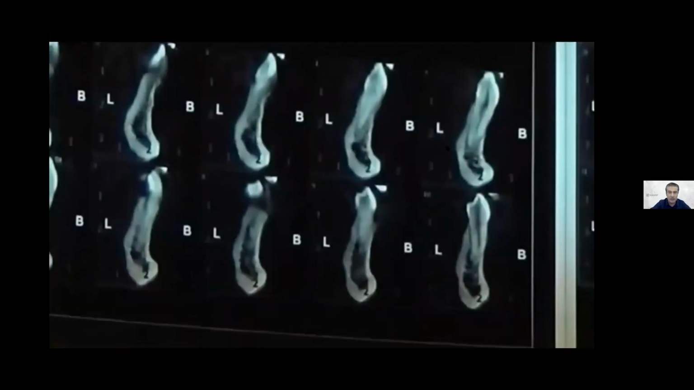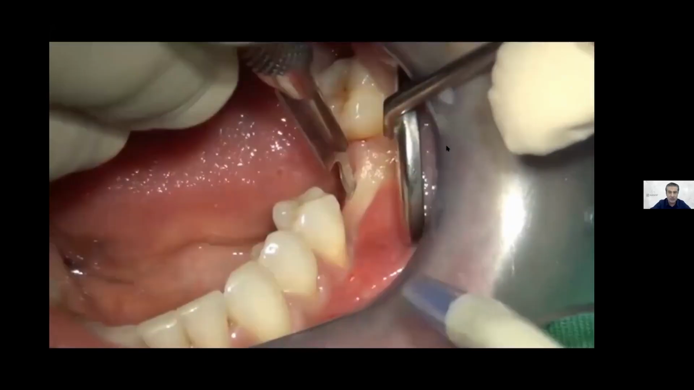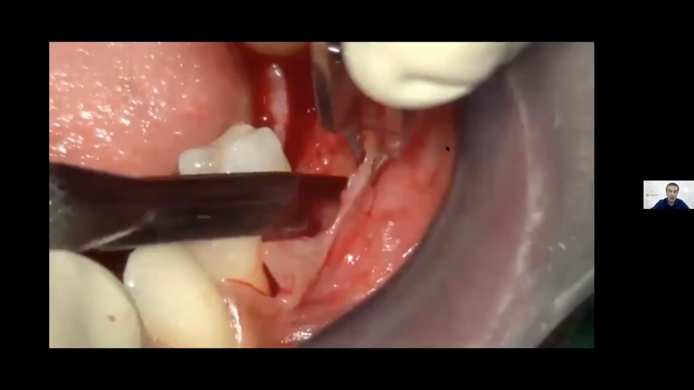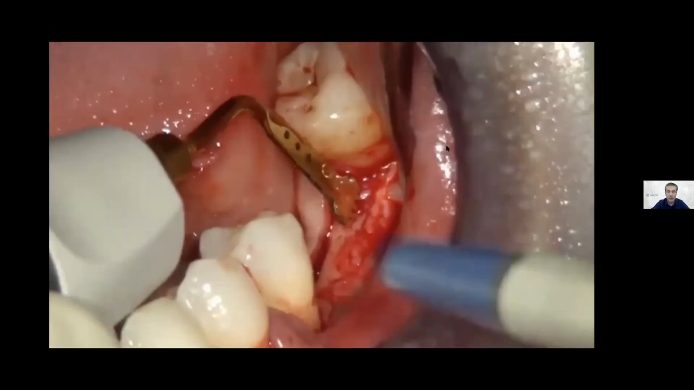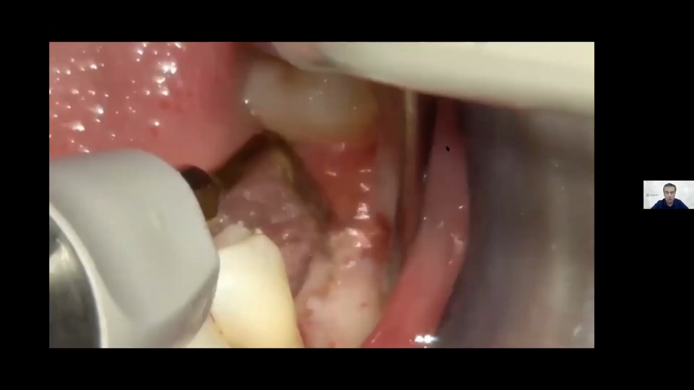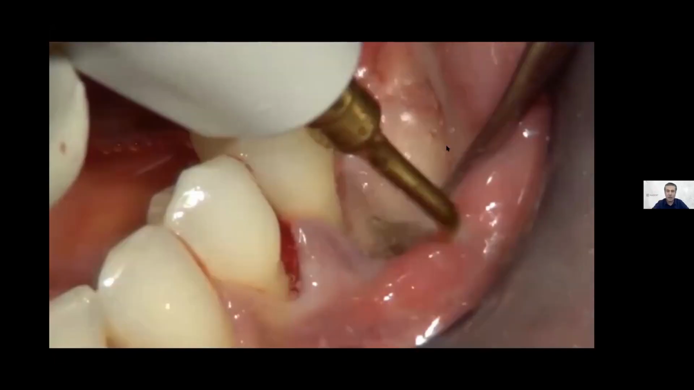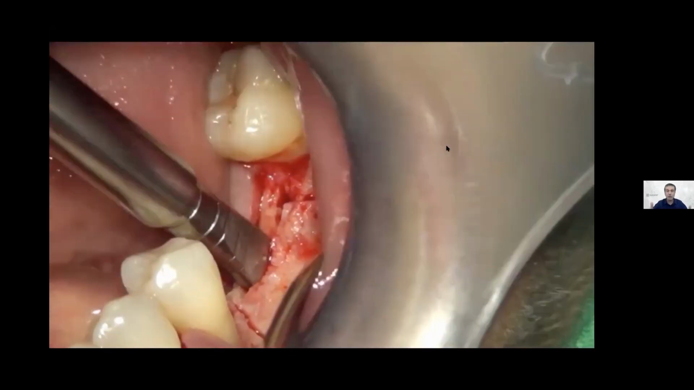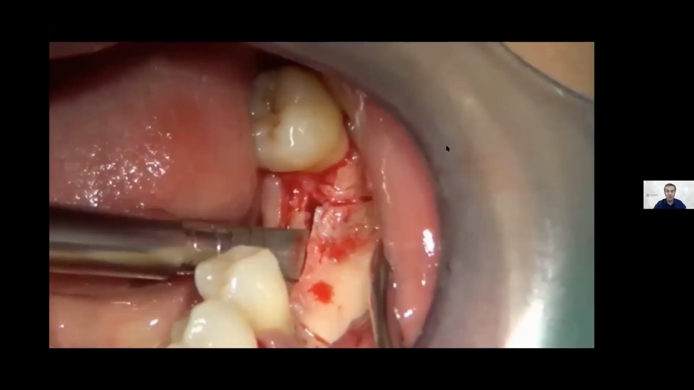I will begin with a short video showing the technique. After anesthesia, we do a full thickness flap, and after that we make a periosteal releasing incision to have a tension-free flap, buccally and lingually. Then we start with our piezosurgery and do our horizontal cut, and we have to do 2 vertical cuts, one mesially and one distally. It's obligatory in the mandible because the bone is very hard and very cortical.